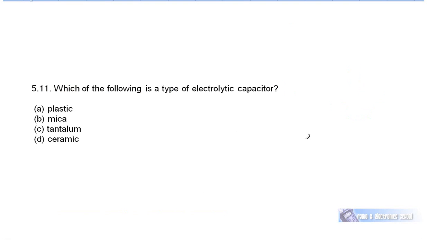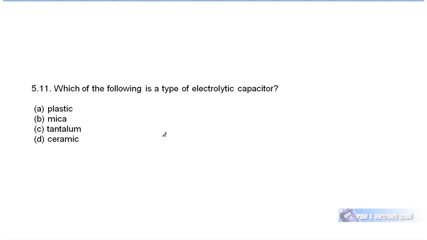Question 5.11. Which of the following is a type of electrolytic capacitor? I hope I mentioned this to you during the tutorial. There are two types of electrolytic capacitors. One is just called an electrolytic capacitor. The other is called a tantalum capacitor. Much smaller physically than an electrolytic capacitor, but still much higher capacitance compared to ceramic or mica capacitors.